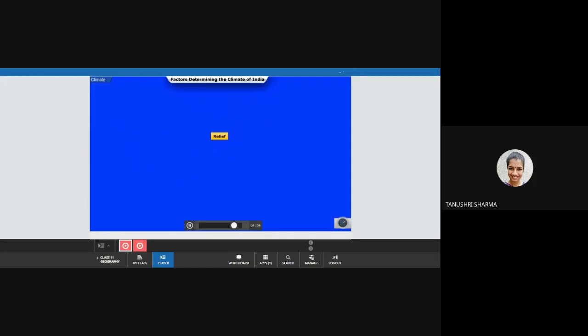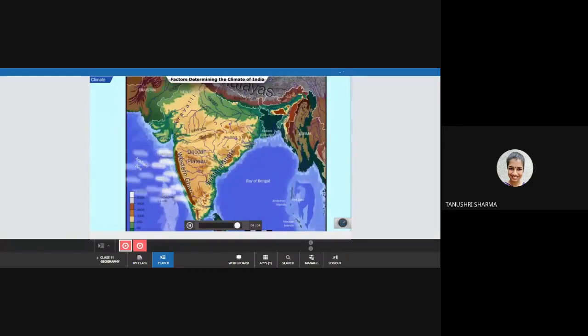Number 6. Relief. The physiography or relief of India also affects the temperature, air pressure, direction and speed of wind, and the amount and distribution of rainfall. The windward sides of Western Ghats receive high rainfall during June to September, whereas its leeward remains dry.